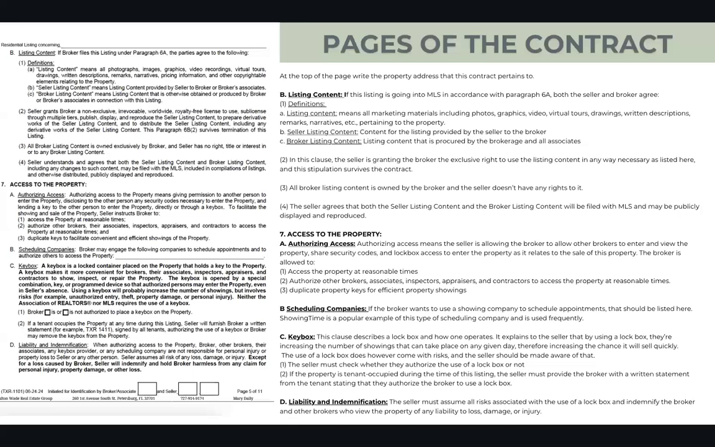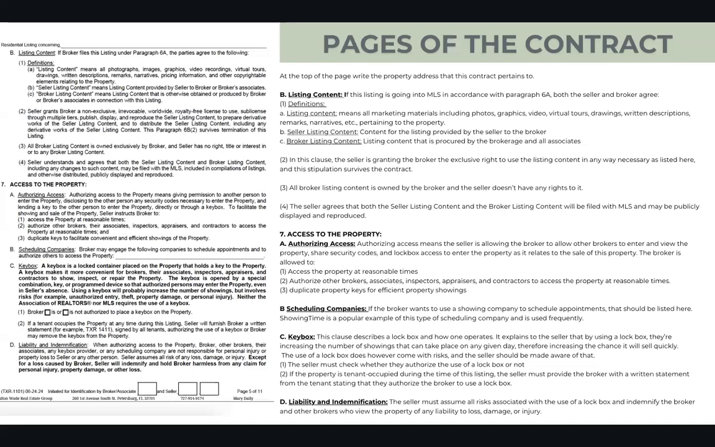Access to the property. Authorizing access means that the seller is allowing the broker to allow other brokers to enter and view the property, share security codes, and lockbox access. And the broker is allowed to access the property at reasonable times, authorize other brokers, their associates, inspectors, appraisers, and contractors to access the property at reasonable times, and duplicate property keys for efficient property showing. If the broker wants to use a showing company to schedule appointments, that should be listed here. Showing time is a popular example.